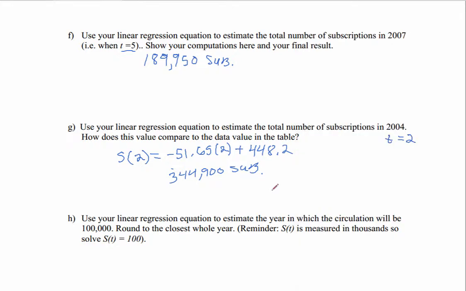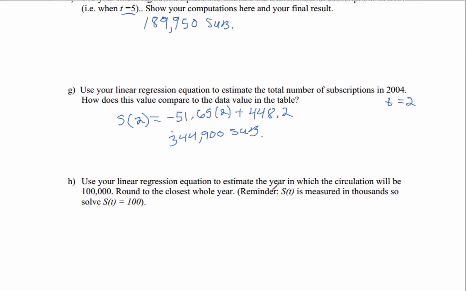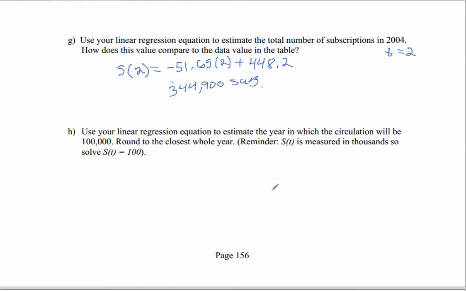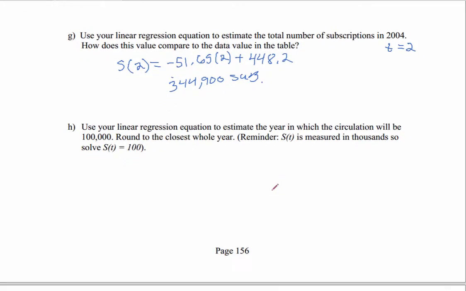All right, so use your linear regression equation to estimate the year in which the number of subscriptions will be 100,000, rounded to the closest whole year. Remember, S of t is measured in thousands, so solve S of t is equal to 100. That was really nice of them to give us this reminder. Don't expect that when you take statistics. They will not give you the reminder. They're going to be mean and not do that for you, okay? So what they're saying is set S of t equal to 100 and solve the following linear equation.